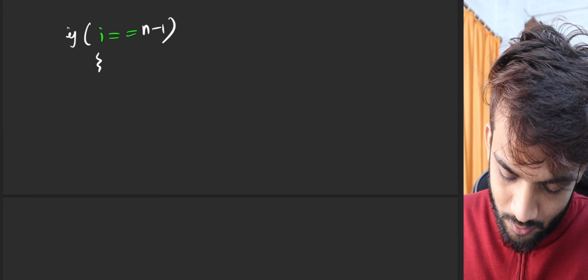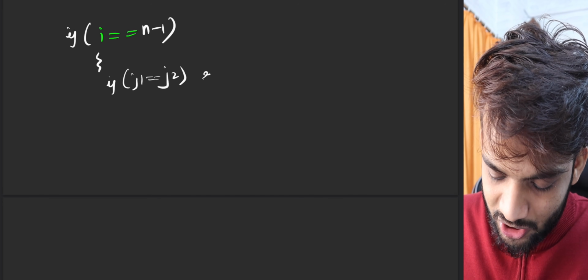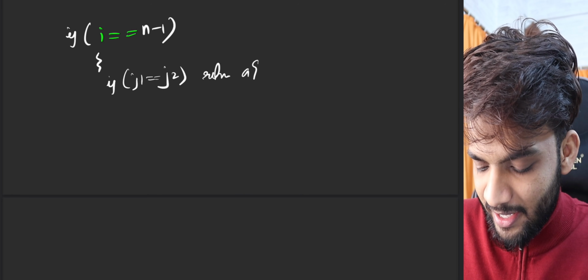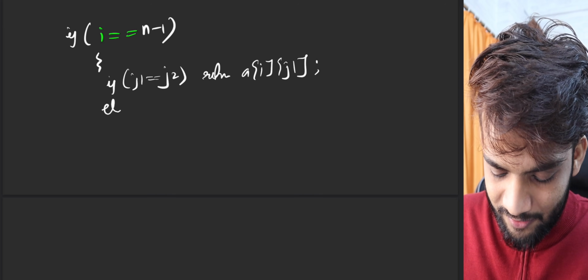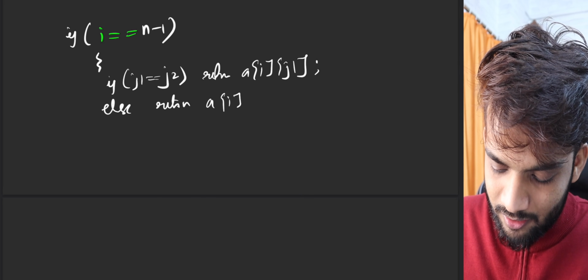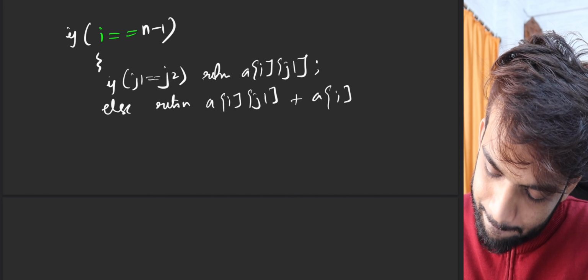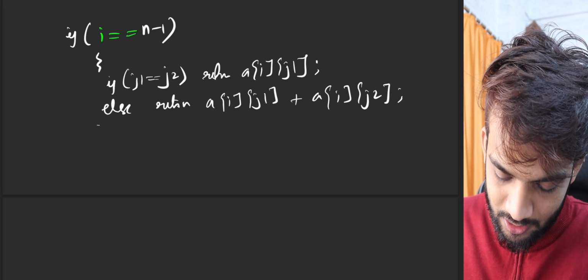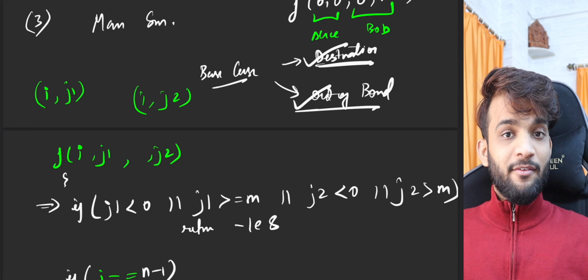If J1 is equal to J2, then I will just return once, which is A of I of J1 or J2, whichever you can. But if they are not equal, then I will return A of I J1, that's for Alice, and A of I J2, that's for Bob. Does that make sense, guys? So what I can say is, okay, fine, the destination has been written.